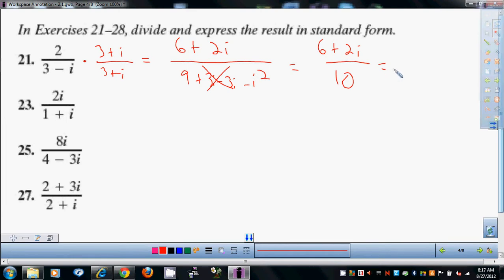What factors out of the top and the bottom? A 2, yeah. And you're left with 3 plus i over 5 as your finished answer. Now that's an algebraic principle you should have done some in Algebra 2, just maybe not with imaginary numbers.